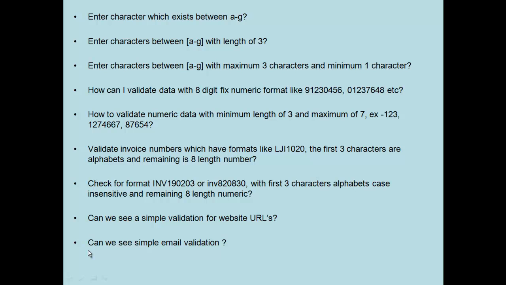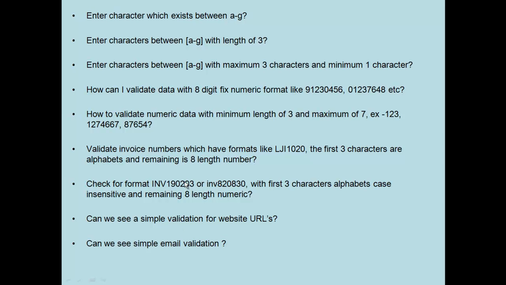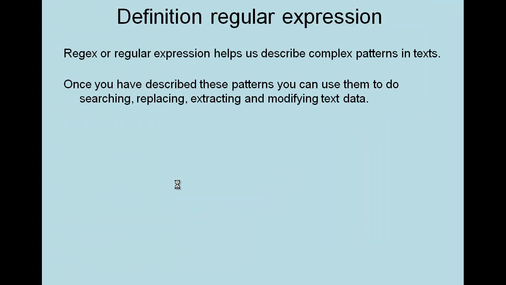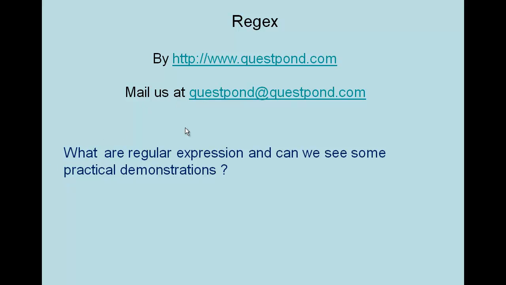And now moving to the final lab, can we see a simple email validation? Now what I'll do is, I will not do this exercise here, but I will rather give this as a lab to you guys, because you already know how to use the brackets, you know how to give the dollar sign, the caret sign, etc. And what you can do is, you can send me your solution, or your answer, at questpond@questpond.com, and I'll reply back if the validation for email you have written is proper or not.